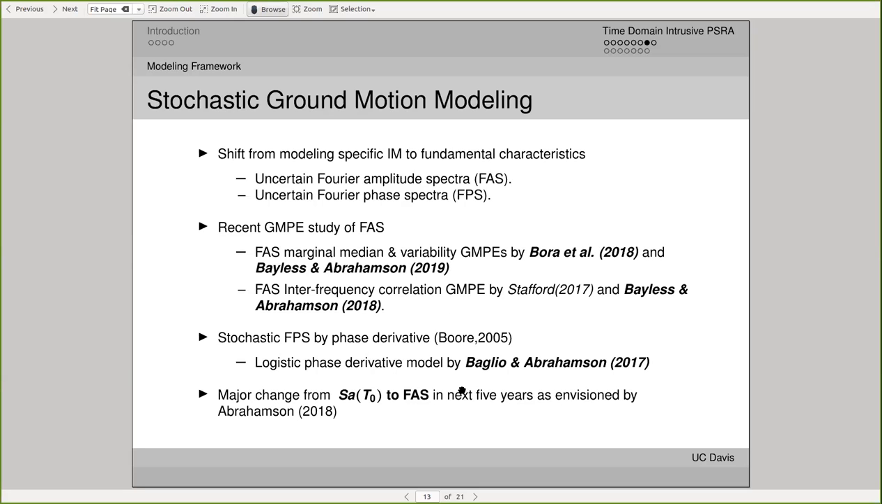Professor Abrahamson and his student also established a GMPE for the stochastic Fourier phase spectrum. As has been envisioned by Professor Abrahamson, in the next 5 years, one of the major changes in seismic hazard will be to shift from spectral acceleration to the Fourier spectrum. The framework that I presented before is consistent with such a change in seismic hazard.